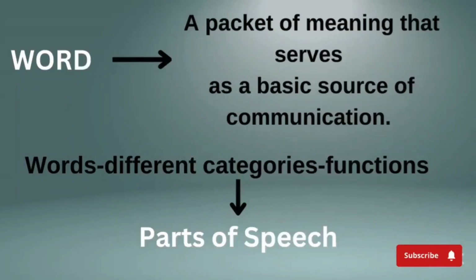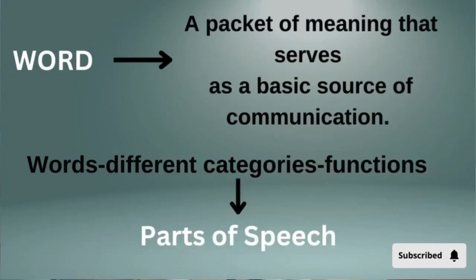A word is a packet of meaning that serves as the basic source of communication. What is communication? The reference to this important term is given in the very first video that I uploaded on my channel. You can watch the video and analyze the difference between human communication and animal communication and what is communication. Each and everything is discussed in detail in the very first video. So, word is basically a packet of meaning that serves as the basic source of communication.